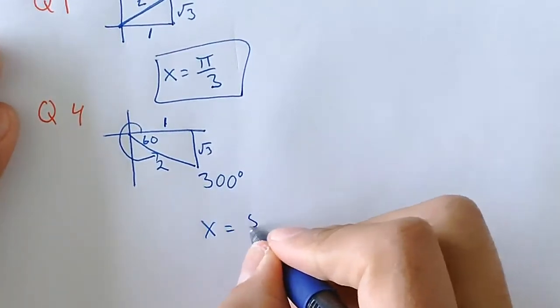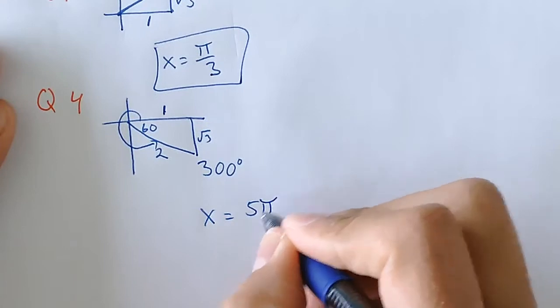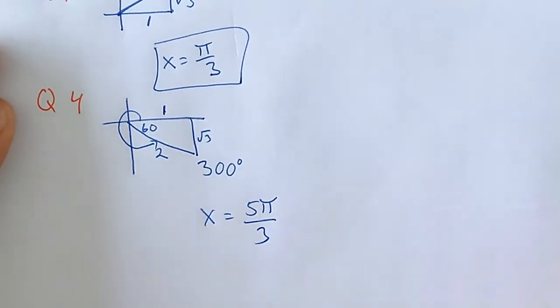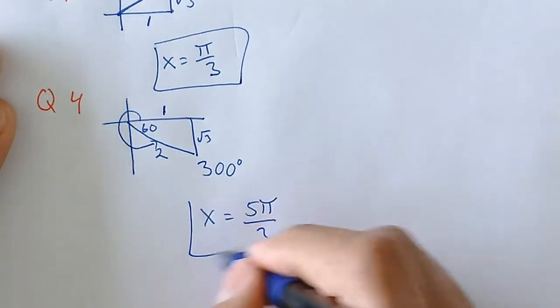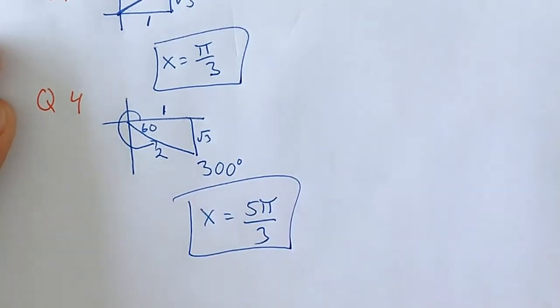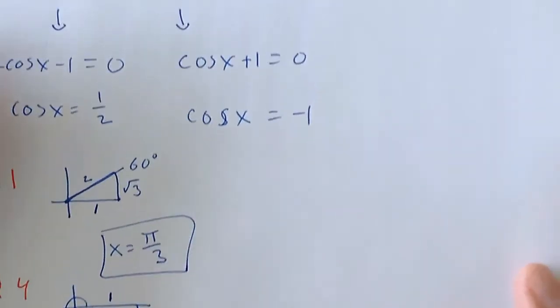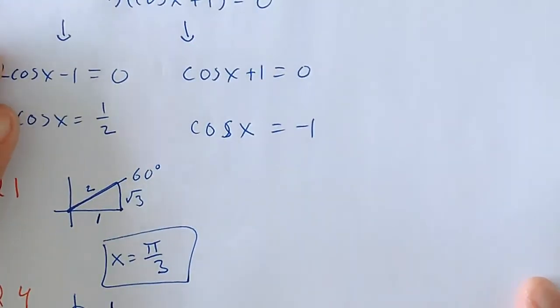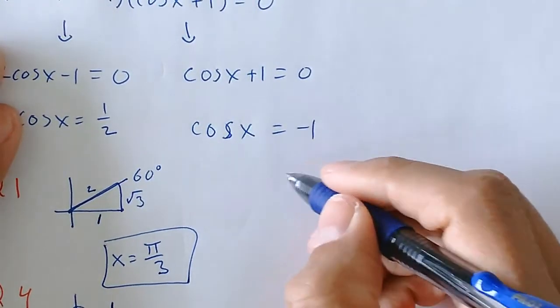The other factor, cosine of x equals -1. So close your eyes, look at the cosine graph, and find out when it's equal to -1.